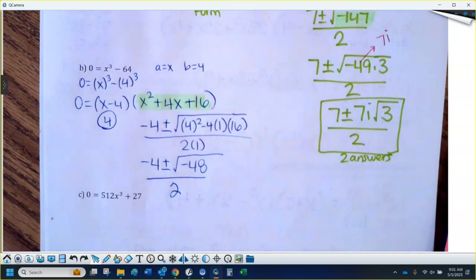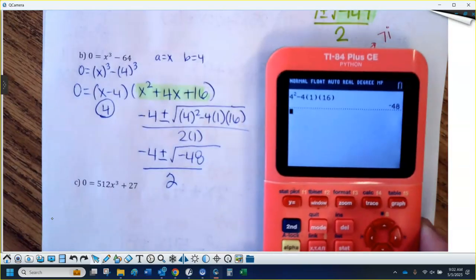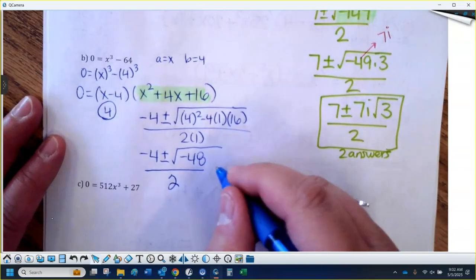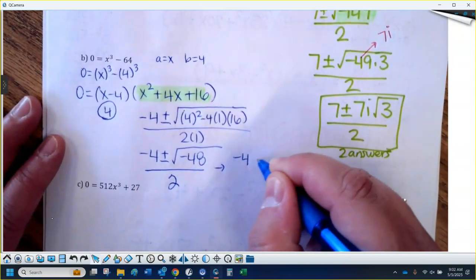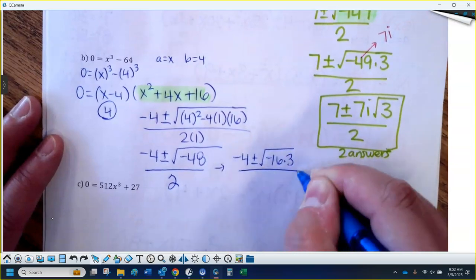Now, I promise, whatever that number is under the square root, this is negative 48. It is divisible by 3 and a perfect square in imaginary land. So just take that number, divide by 3, think difference of cubes, sum of cubes, whatever. It will be divisible by 3. You will have a 3 under the square root if you did this correctly. So negative 48, this is the same thing as negative 16 times 3.